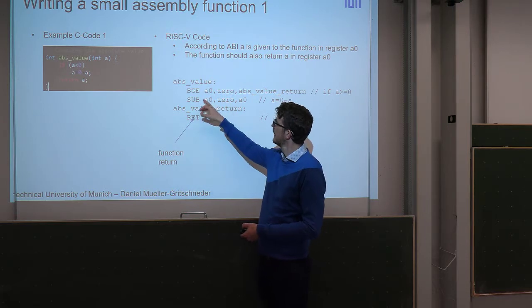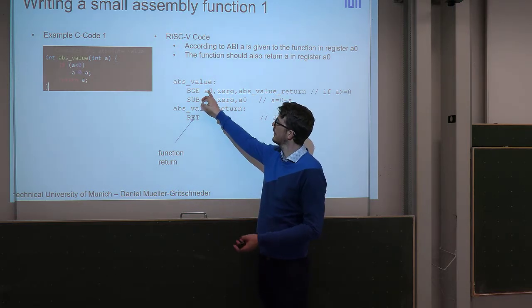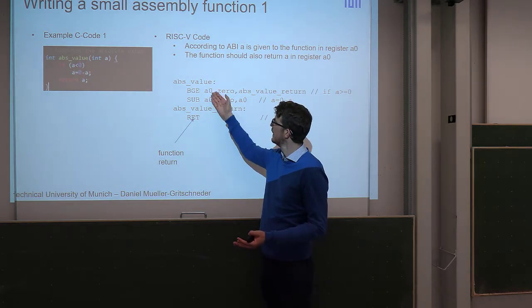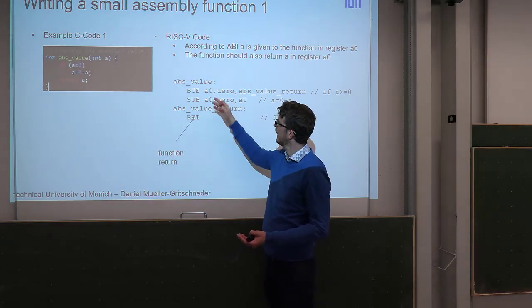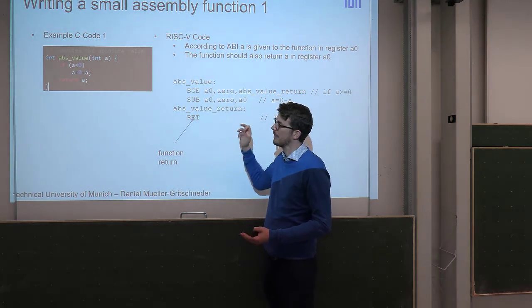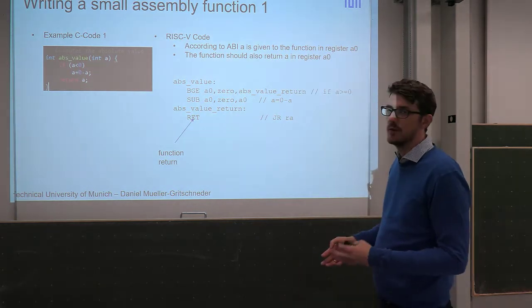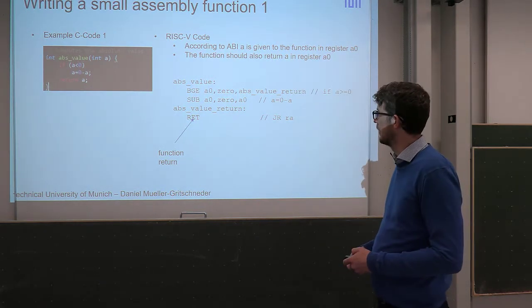So if this is true, so if it's greater or equal to 0, it will just return, because then you already have a positive value, nothing you can do. It's already in A0. And if it's actually smaller than 0, you would also run this instruction, and it would change the value from a negative value to a positive value.